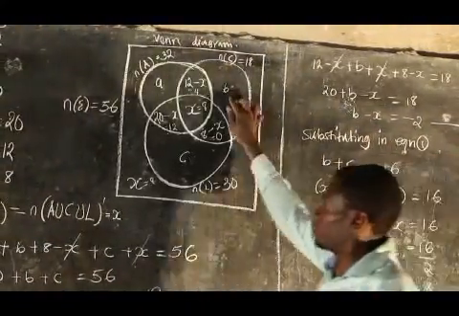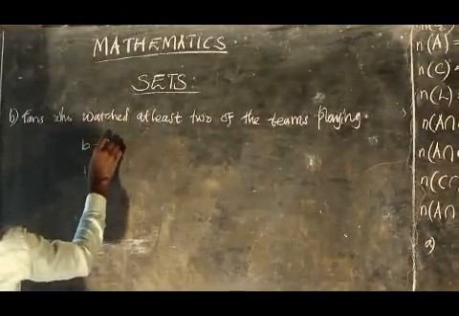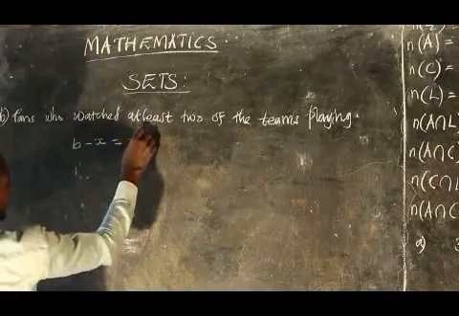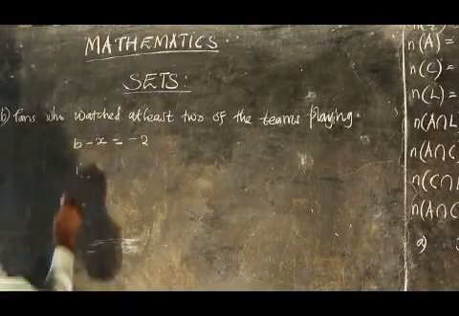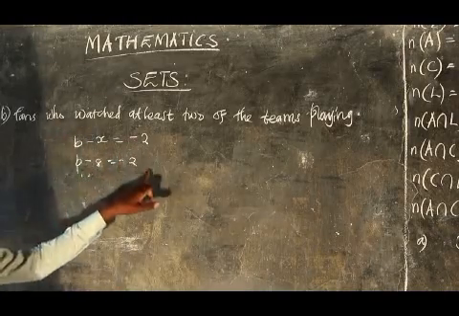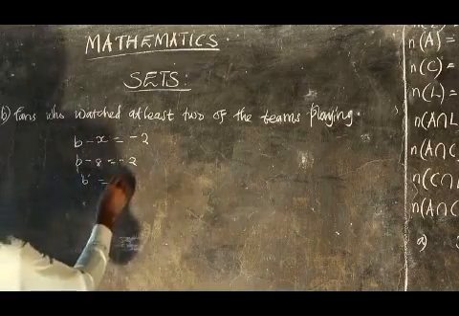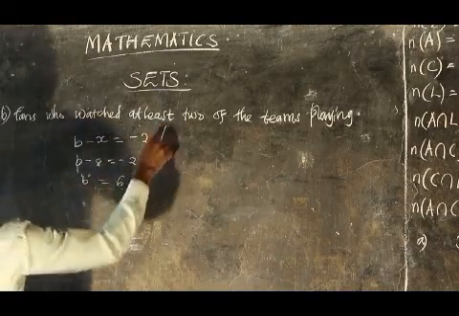So we can obtain B. We said B minus X is equal to negative 2. So we can get B minus 8 is equal to negative 2. We bring negative, we put it this side. So our B is going to be 8 minus 2, which is 6.